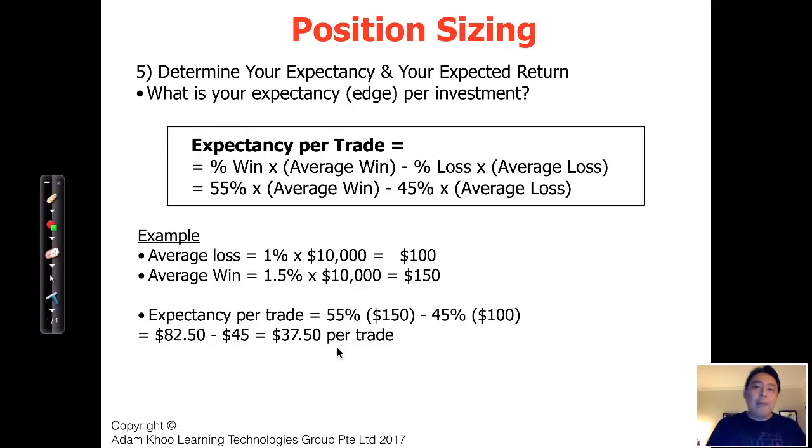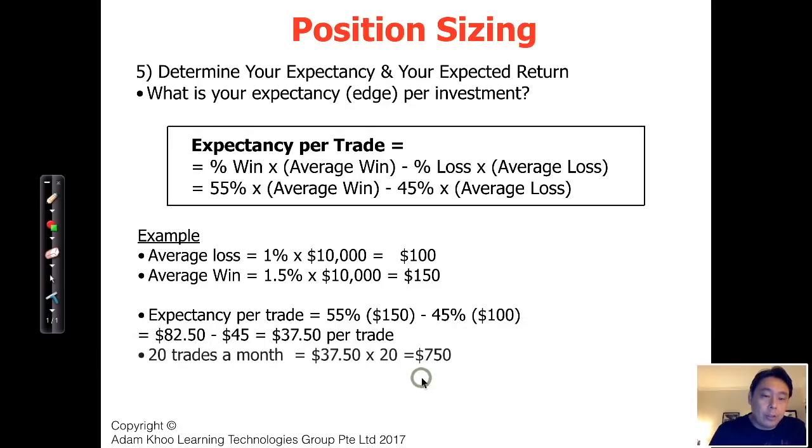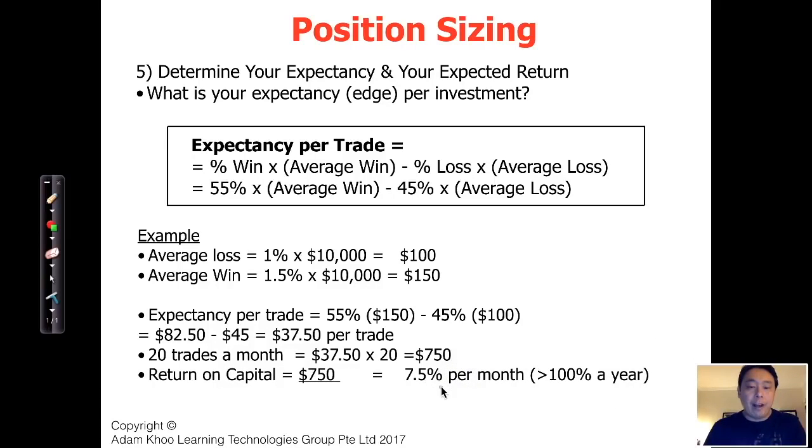So on average, every trade you make will get you $37.50, right? That's the statistical average. So this means that if you do 20 trades a month, 20 trades multiplied by $37.50 is $750. And $750 over 10 grand, that is 7.5% return per month. Okay? So if you compound that 7.5% a month over a year, it's over 100% a year. You're doubling your money every year.